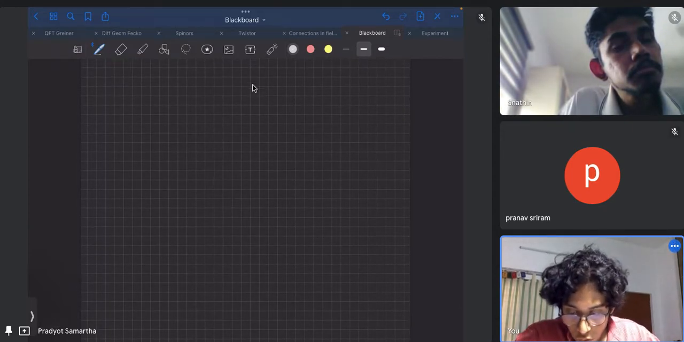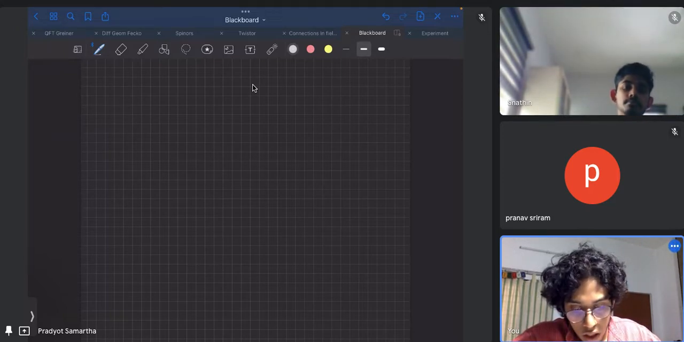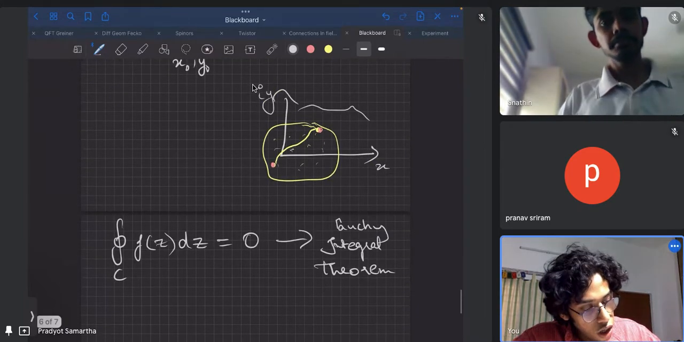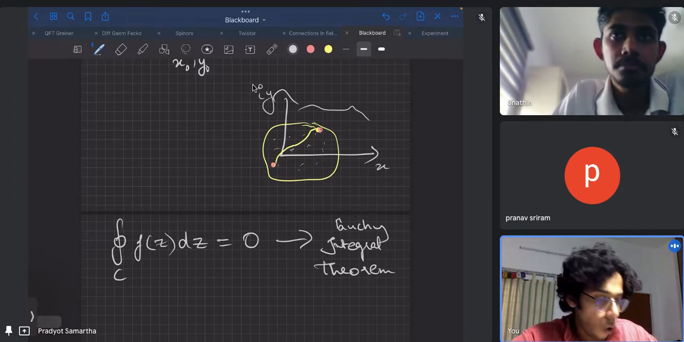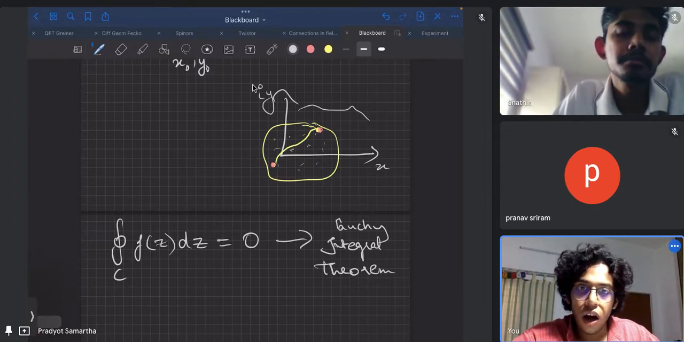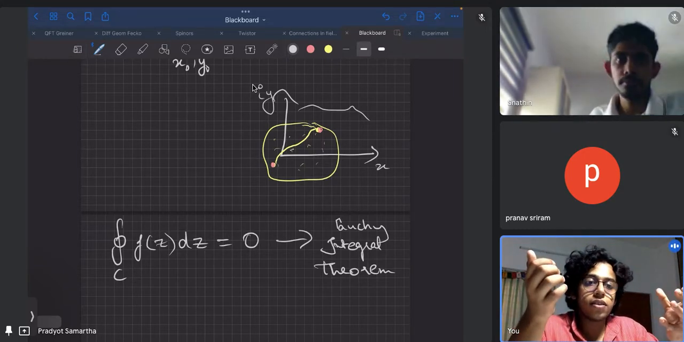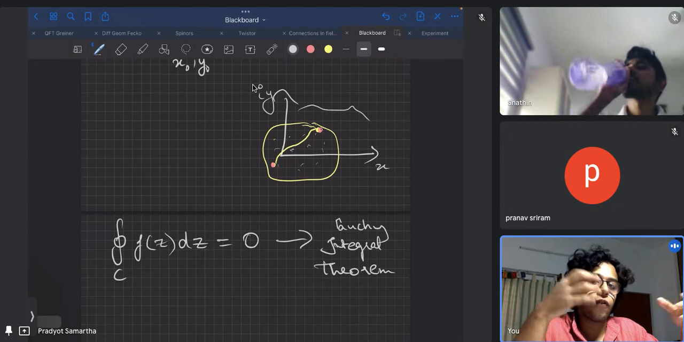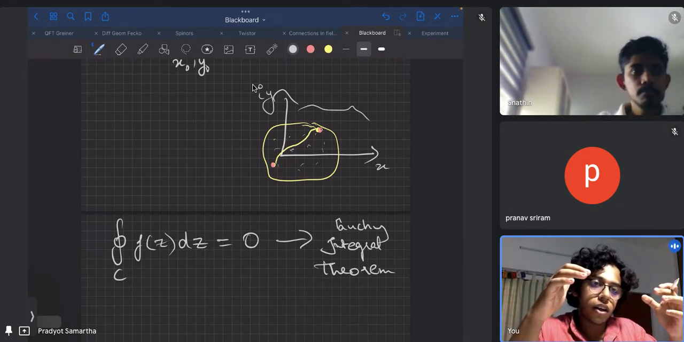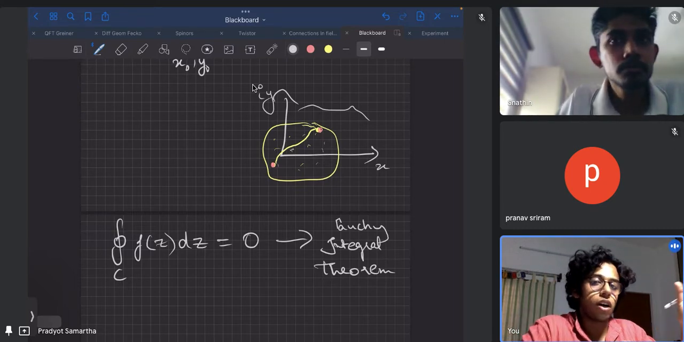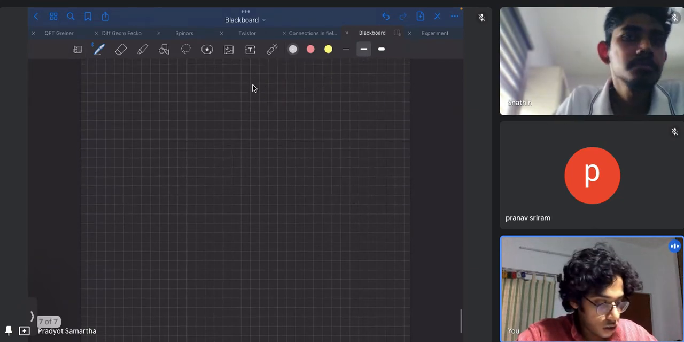For the proof, you need to take this region to be everywhere analytic. That means all the functions defined here are analytic. So it's a smooth surface. It cannot have any singularities or any kind of rough points. It needs to be continuous and differentiable, right? So this whole integral region.